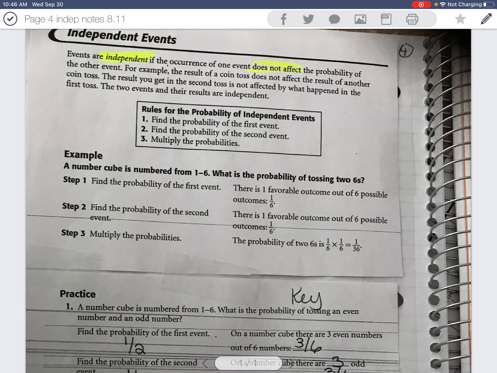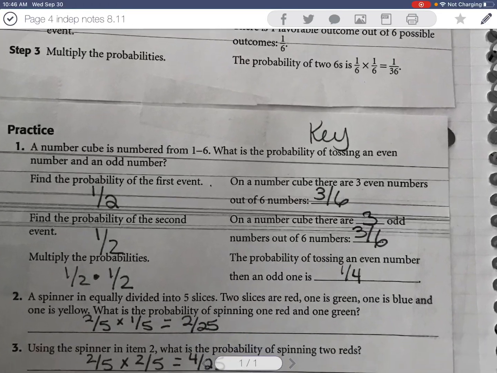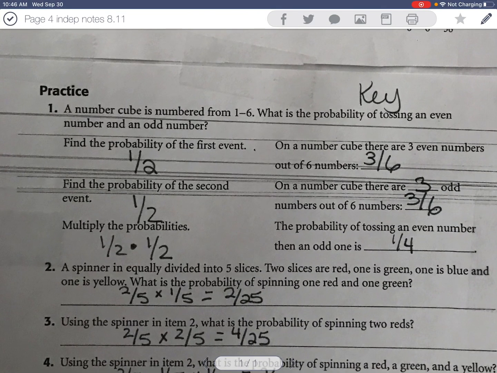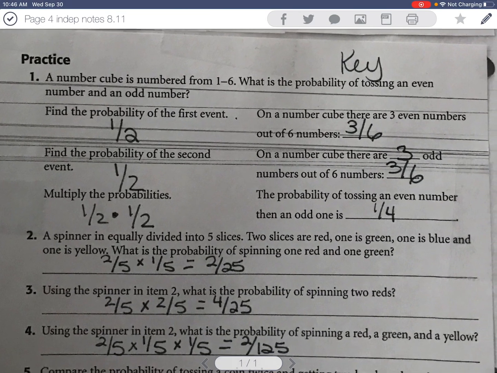So I'm going to run through a couple of these practice problems and answers with you to give you a better idea of independent probability and what independent events look like. So let's go through these quickly.